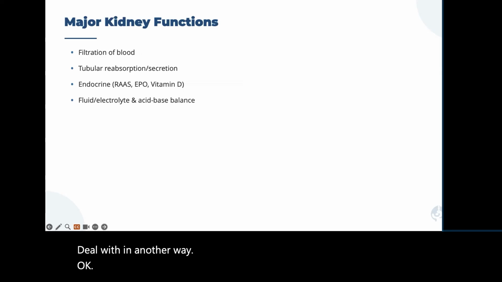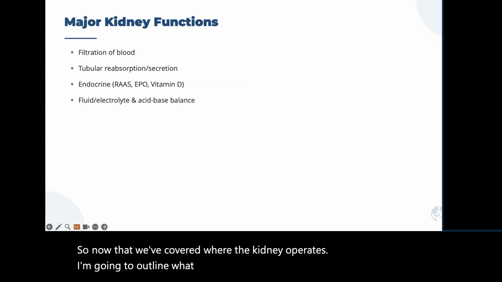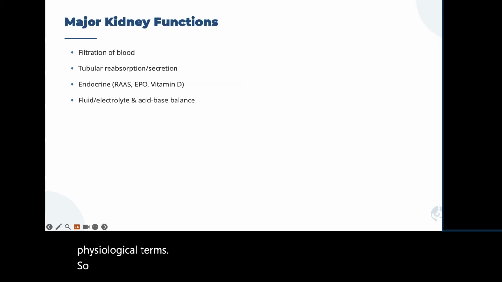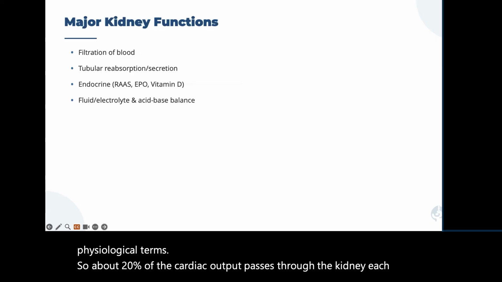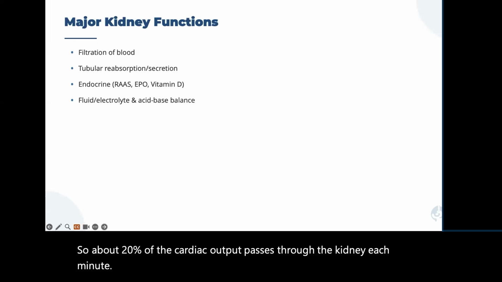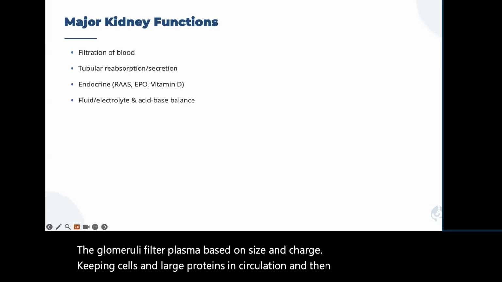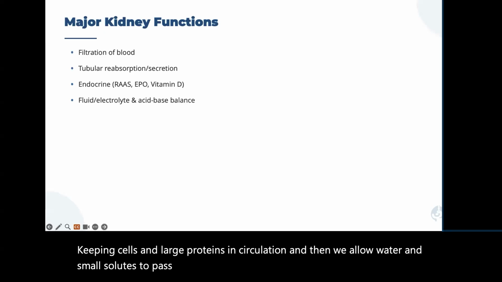So now that we've covered where the kidney operates, I'm going to outline what actually is happening in measurable physiological terms. About 20% of the cardiac output passes through the kidney each minute. The glomeruli filter plasma based on size and charge, keeping cells and large proteins in circulation, and then we allow water and small solutes to pass through the nephron.